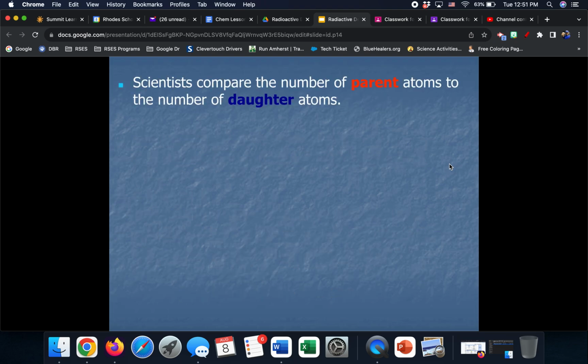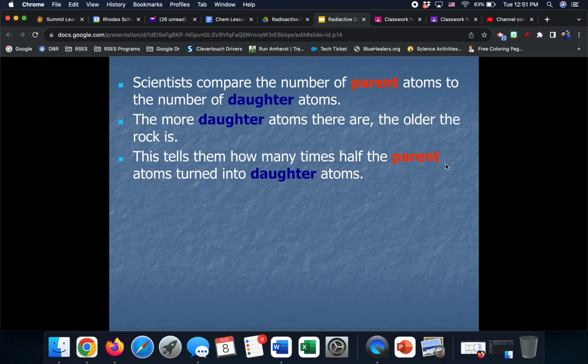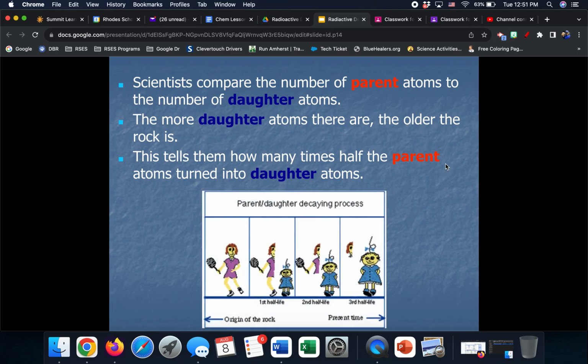So again, it's all about comparing the number of parent atoms to daughter atoms in a sample to see how many half-lives have gone by. So the more daughter atoms you have, the older the rock is. The more parent atoms you have, the younger the rock is.